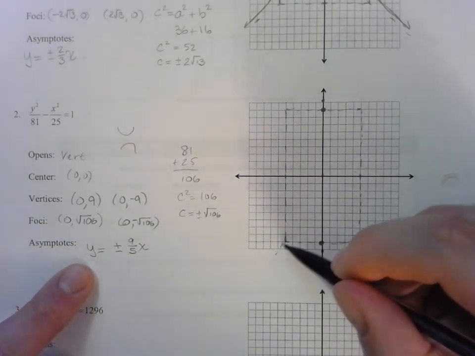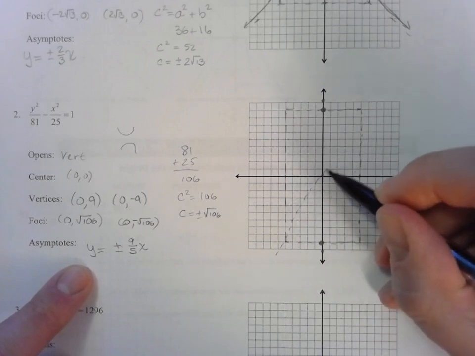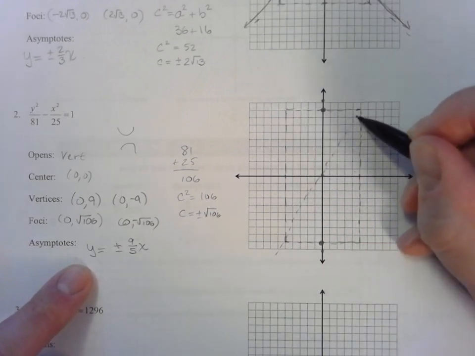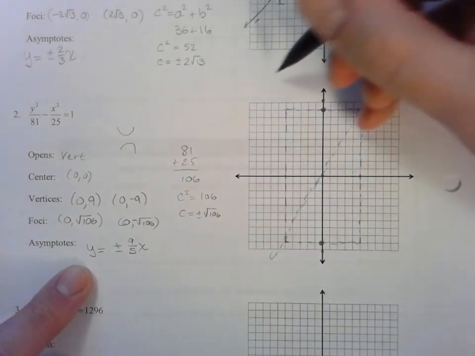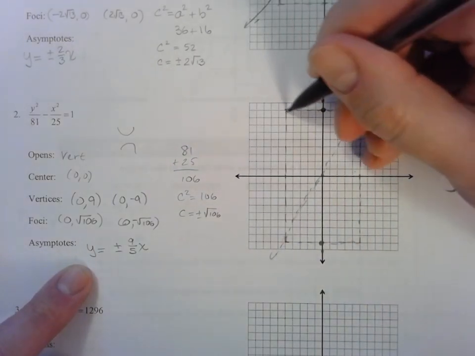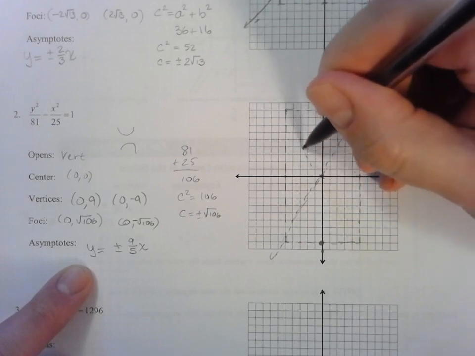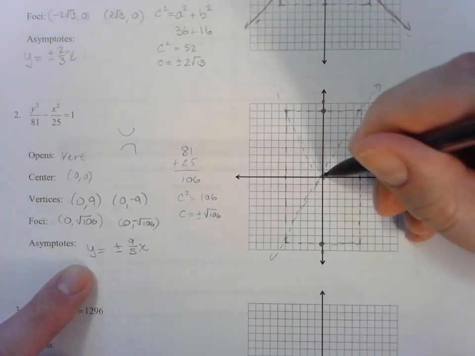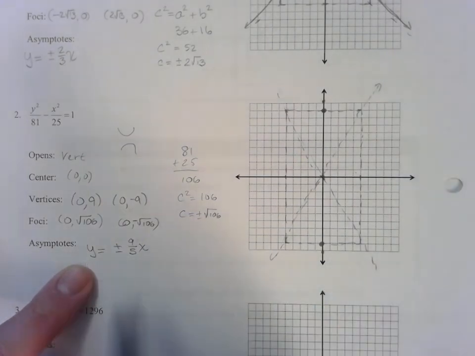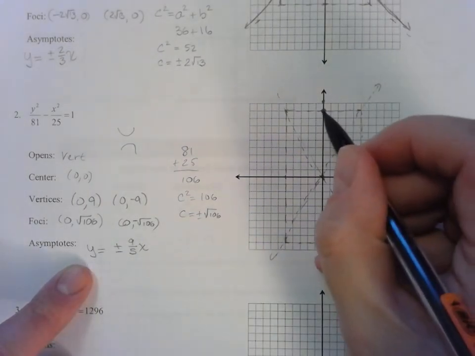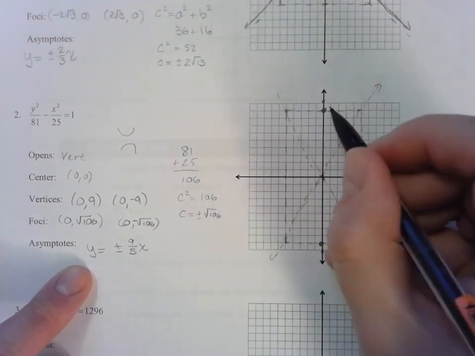So I'm going to go up 9, right 5, that gets me to the center, up 9, right 5, that gets me to the other corner of the diagonal. That's one asymptote. I'm going to go from this diagonal, down 9, right 5, that gets me through the center. And now what? How do I graph the remaining part of this graph? From the vertex, get closer to these asymptotes.